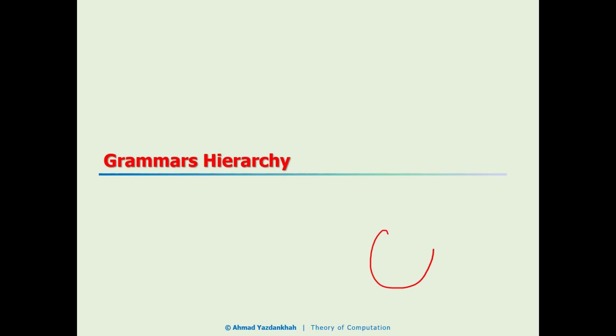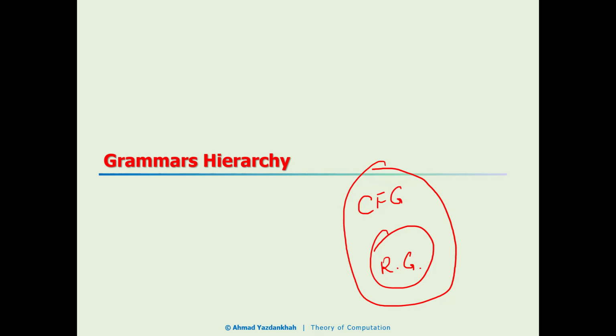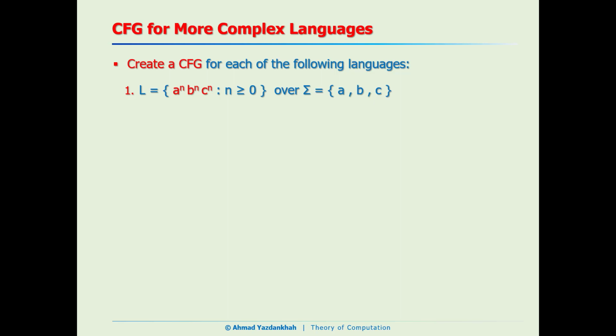What does it mean? So far we learned that we have regular grammars, and a superset of these grammars is context-free grammars, right? We want to know whether we have more. Let's start with this question. Can we create a context-free grammar for this language, A to the n, B to the n, C to the n? We just added C to the n. We already know that we can create a CFG for A to the n, B to the n, right? We just added one more. You may pause the video and try to create a grammar for that.